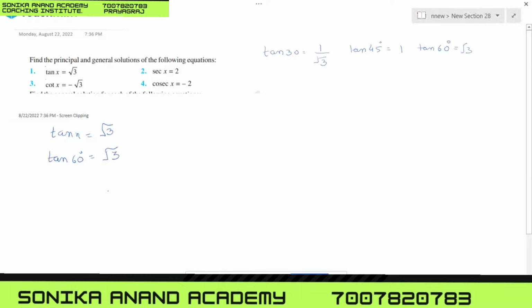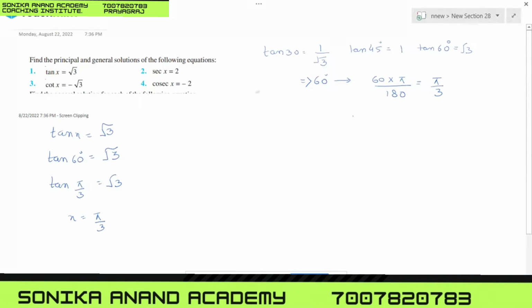Clear? Now, in order to write the principal and general solutions, we write in the form of radians. So now we convert 60 degrees into radians. That is 60 into pi by 180. I told you this method earlier. Now what's the answer? It becomes pi by 3. So tan pi by 3 is equal to root 3. So the value of x becomes pi by 3.